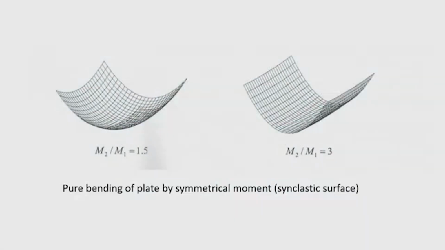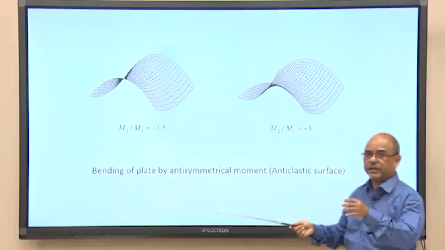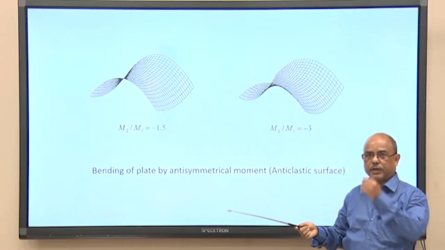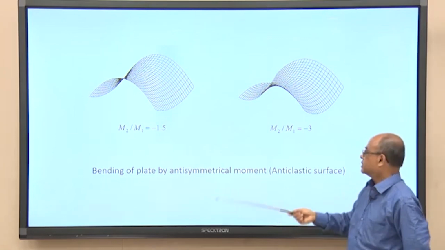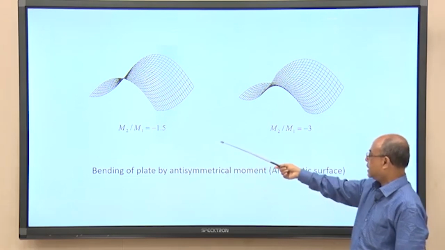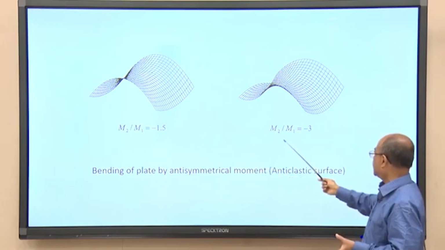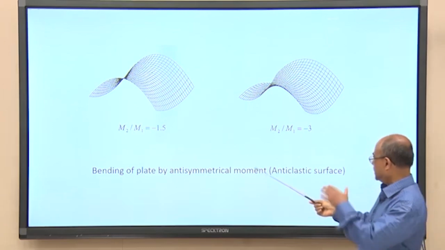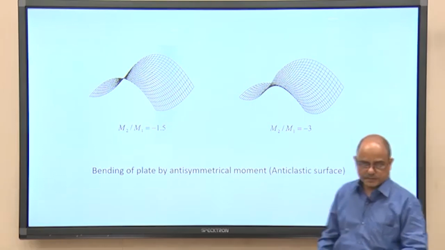Now, when there is an antisymmetric moment, then you will find the reverse curvature. So, reverse curvature is seen when the moments are not equal or not symmetrical. I should not say equal, magnitudes may be whatever, but this is not symmetrical. Okay. So, in that case m 2 by m 1 is minus 1.5, that the senses are different, and here m 2 by m 1 is minus 3. So, here you will get a reverse curvature, and therefore, this type of surface is known as anticlastic surface.